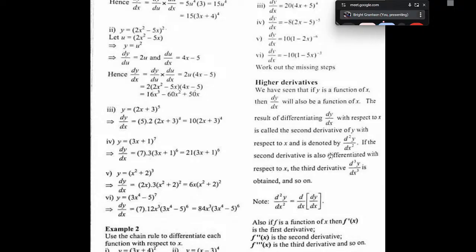If the second derivative is also differentiated with respect to x, the third derivative will be d cubed y over dx cubed, and so on. Note that d squared y over dx squared is the same as the differential of dy/dx. So when you differentiate dy/dx, the d will be squared, and the x over here will be squared. Another way of writing it is using function notation. If you have f of x as a function, the first derivative is f prime, the second is f double prime, and so on and so forth.